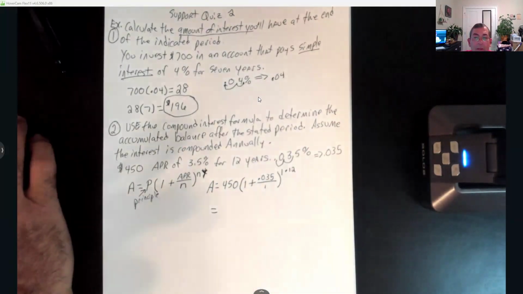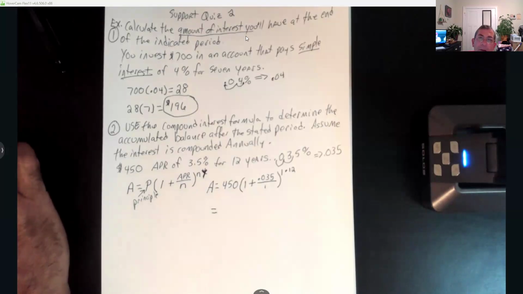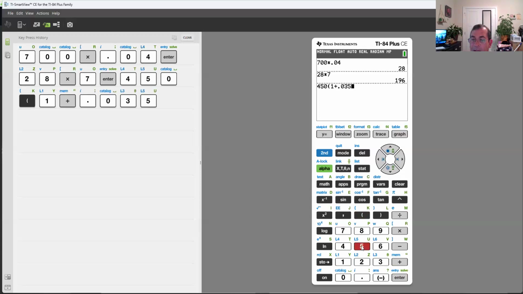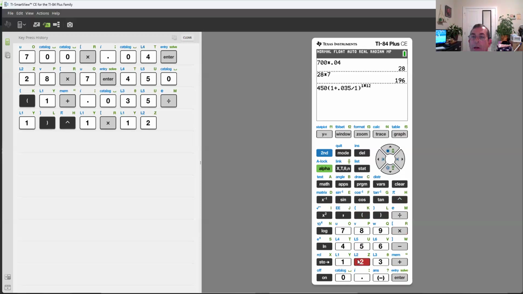So y'all, now we got our formula. We can go right to that calculator and plug this in. So here we go. I got 450 parentheses 1 plus 0.035 divided by 1, close parentheses, and then the exponent, use the arrow up. That was 1 times 12.